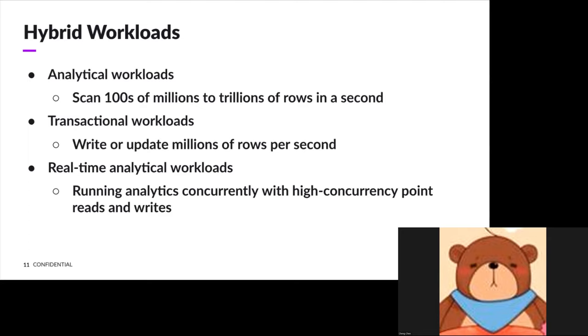Now let's focus on a single node and see how it can handle hybrid workloads. Let's start with what hybrid workloads look like. OLAP workloads involve complex data analysis. It requires scanning hundreds of millions to trillions of rows a second. On the other hand, OLTP workloads involve transaction processing and real-time updates. It requires writing or updating millions of rows per second. Real-time analytic workloads involve running both OLAP and OLTP workloads concurrently. It requires running complex interactive queries over large changing datasets concurrently with high throughput, low latency read and write queries with predictable response times.